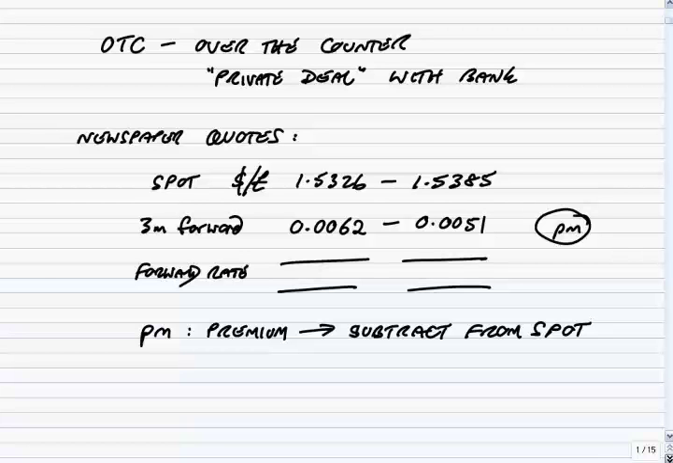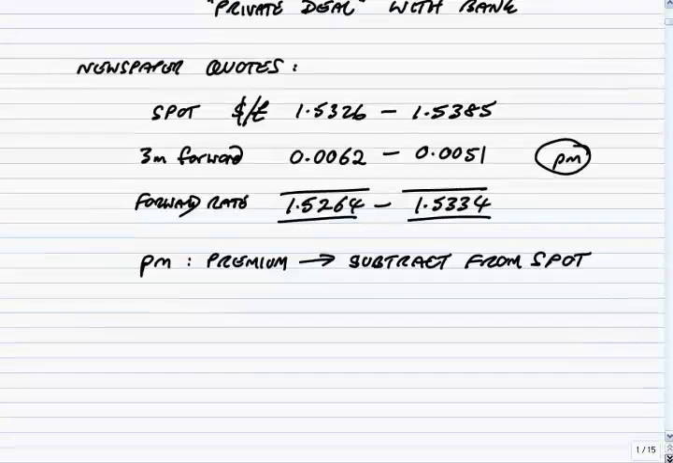And so, just doing the arithmetic, before I explain why we subtract: the spot is 1.5326, subtract 0.0062, and we get a forward rate of 1.5264. Again, we have the spread in the normal way, so 1.5385 minus 0.0051 gives us 1.5334. And there is the forward rate. And before I say more, let's finish off the numbers on this example.